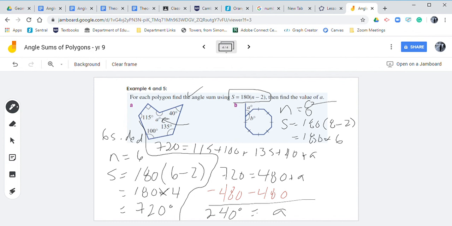Sorry if that's really messy. It's super hard to write like this. I wonder if my stylus would work. I might try that someday.